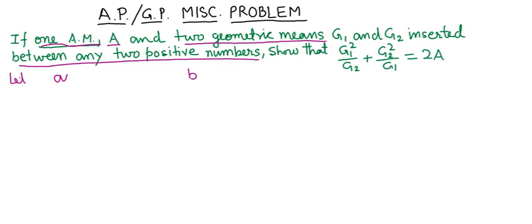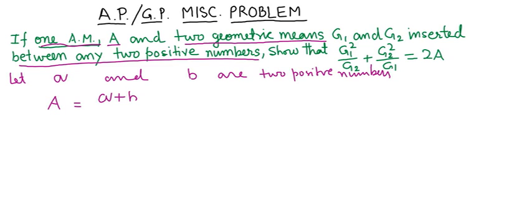Let a and b be two positive numbers. So, the arithmetic mean between a and b will be equal to (a plus b) by 2. Or you can say 2A is equal to a plus b.